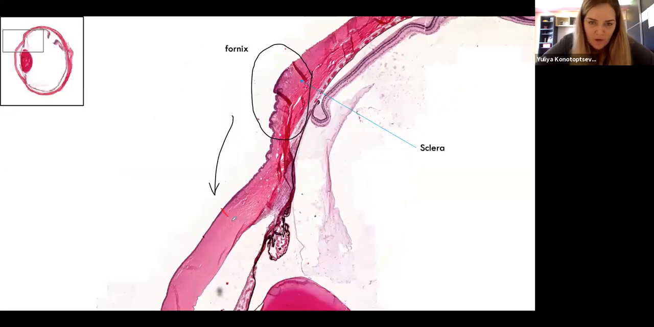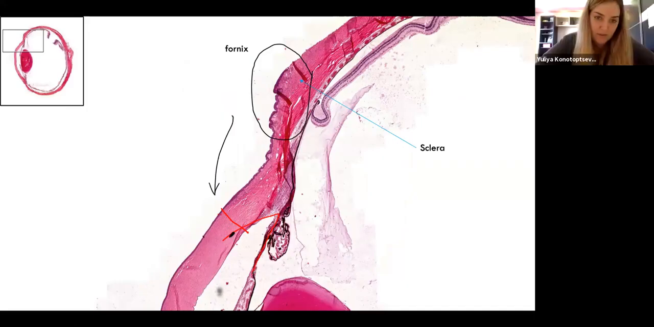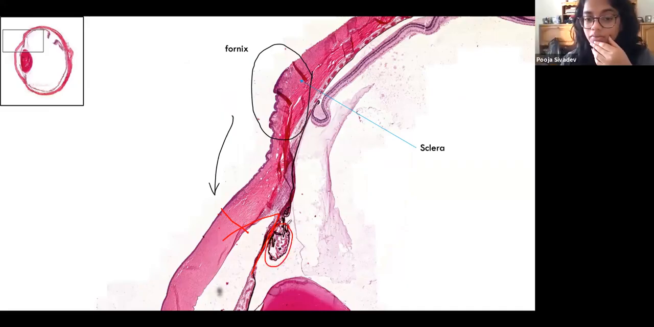Okay, cornea, how many layers? 5. So epithelium, anterior limiting membrane or Bowman's, stroma, posterior limiting membrane or Descemet's, endothelium. How do we call this angle? Iridocorneal angle. It's between the cornea and the iris itself. These, ciliary body. Thank you so much, Pooja.